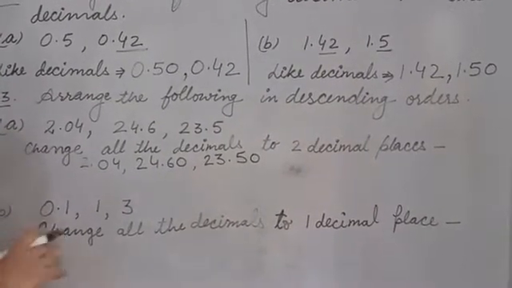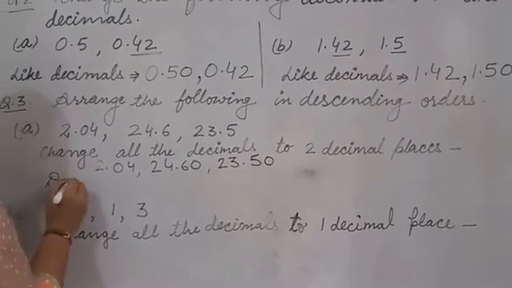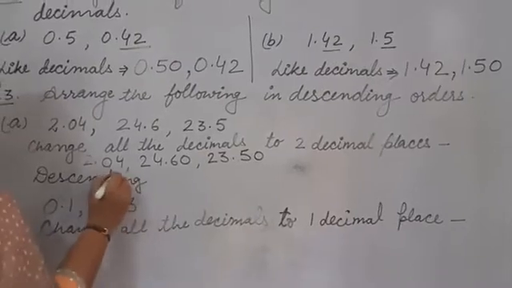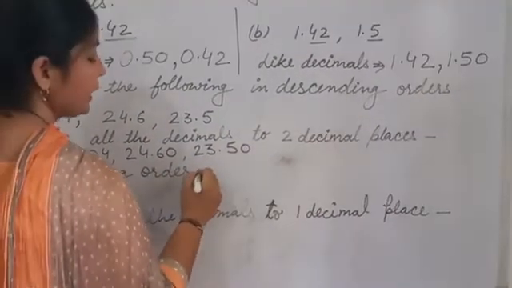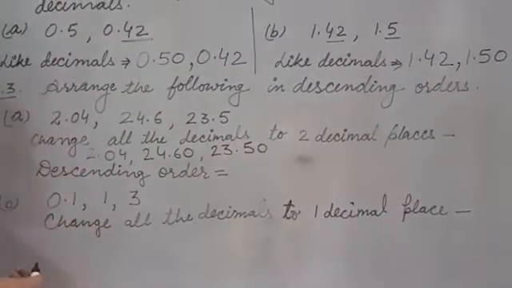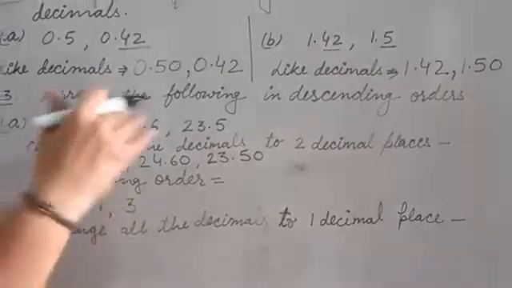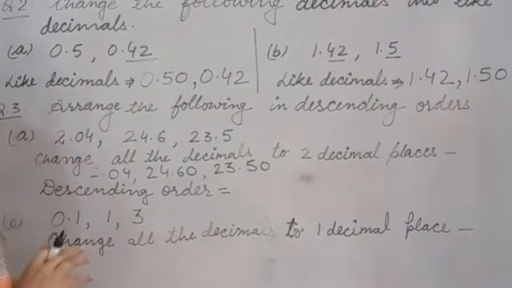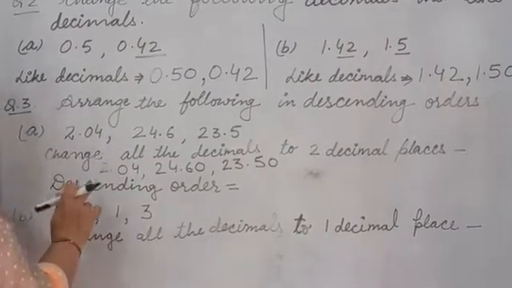Okay. So now we write in descending order. In descending order what do we do? We write from big to small. सबसे बड़े को हम सबसे पहले write करते हैं, फिर small then small. So which is the biggest? For that we have to compare the whole part. सबसे पहले तो हम whole part को compare करेंगे.